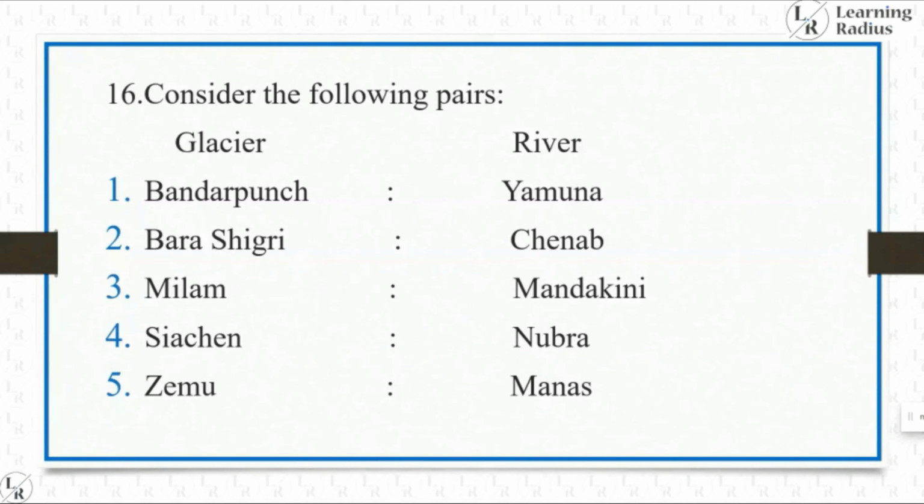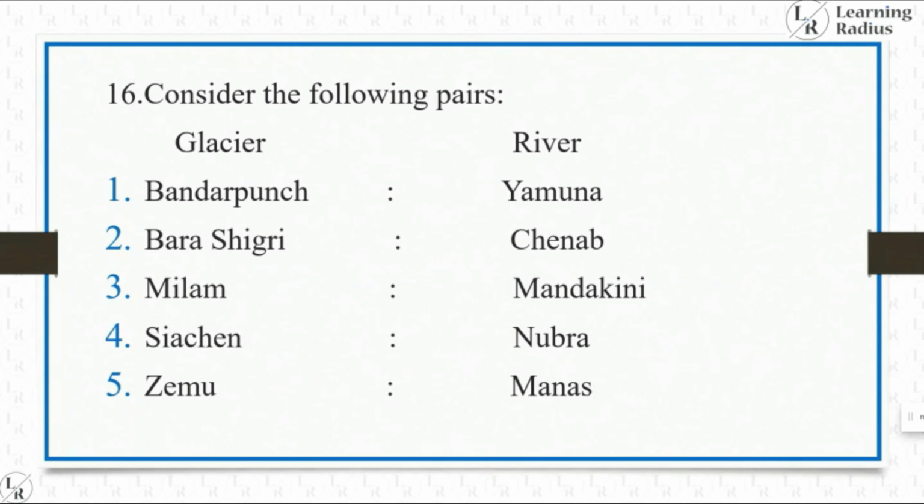Let's come to the next question. Consider the following pairs: glaciers and rivers. Bandarpunch, Barashingri, Milam, Siachen and Samu. River: Yamuna, Chenab, Mandakini, Nubra and Manas. And UPSC is asking which of the pairs given above are correctly matched.